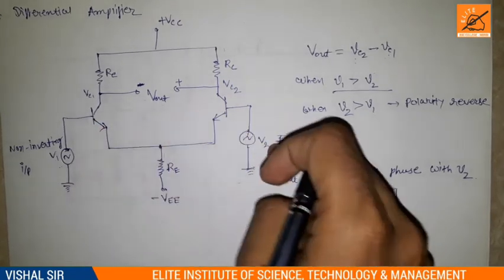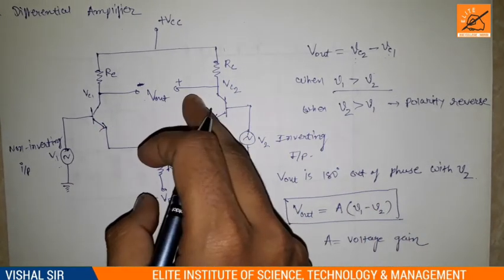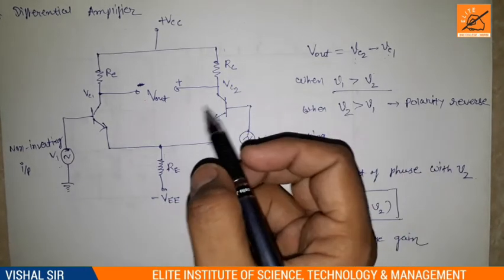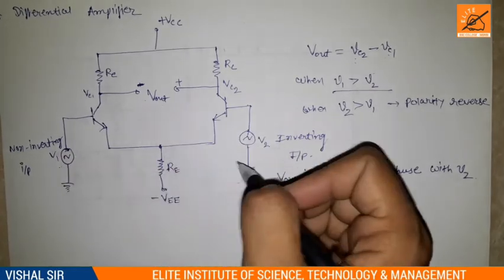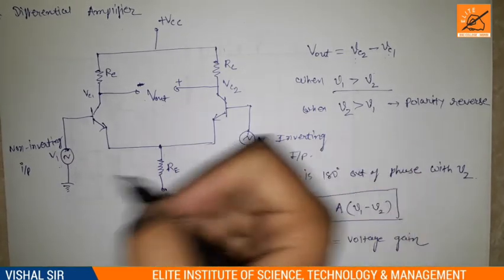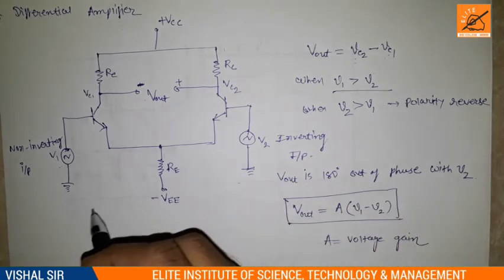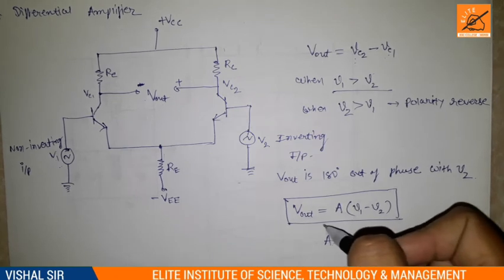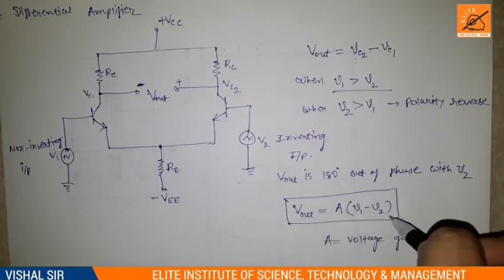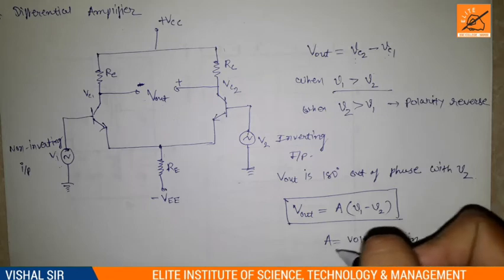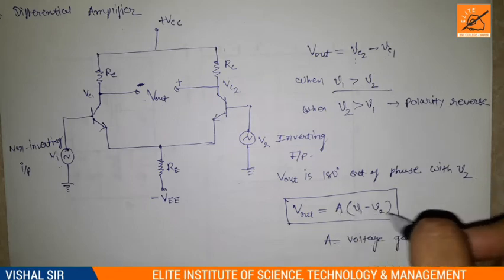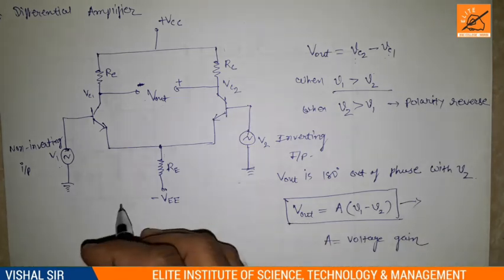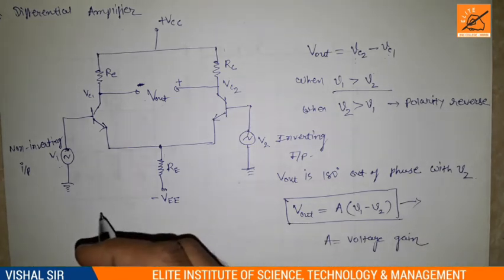Here two inputs are there and two outputs are there, so it is known as a differential amplifier. If both inputs are present, then it is known as a differential input, and we can find the output voltage using Vout is equal to A into V1 minus V2. A is nothing but voltage gain. So voltage gain into V1 minus V2 is the output voltage. So this is the operation of a differential amplifier.